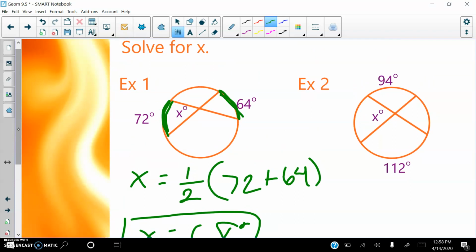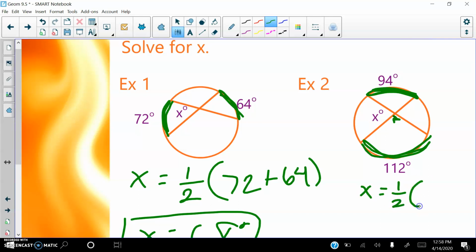So for this one, it's a little bit different. See how I have 94 degrees here and 112 degrees here. That's going to give me this angle right here, not this one. So what I'm going to do is find this little angle I put in green first. So x is equal to 1/2 times 94 plus 112. You know what? I'm going to call this y. Y equals 103. So this is 103 degrees inside of here.